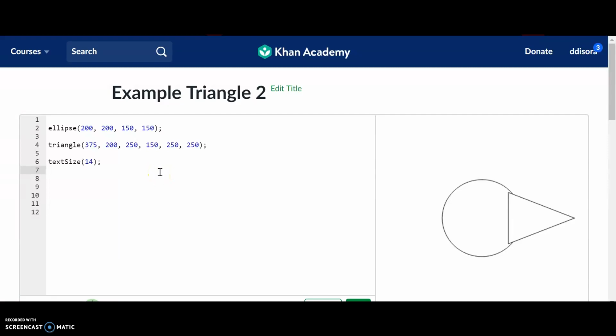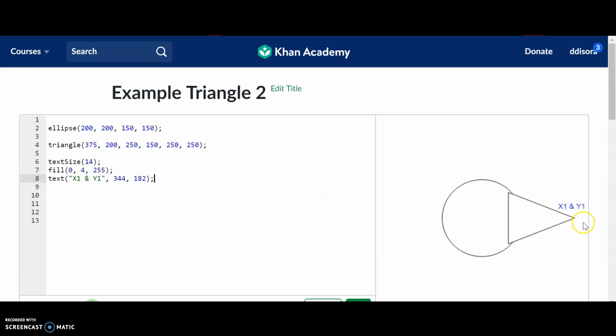Okay, now we have another example of a triangle. In this example, obviously you can see the triangle is in a different formation. What we're going to do is pretend we were drawing a bird. So we're going to say this is a bird's head, and we're going to assume that this is a bird's beak.